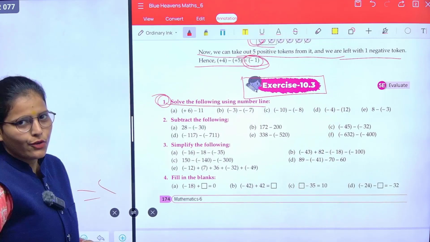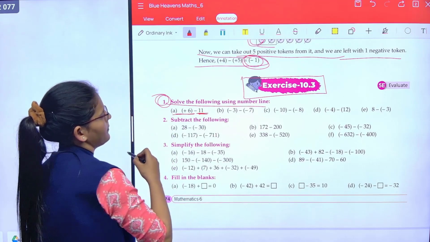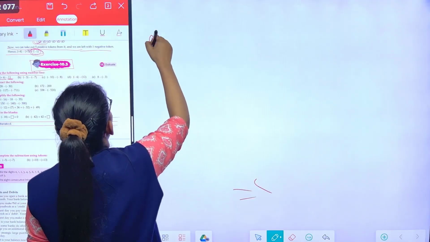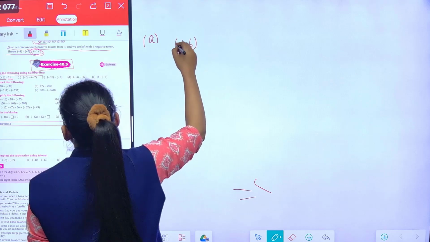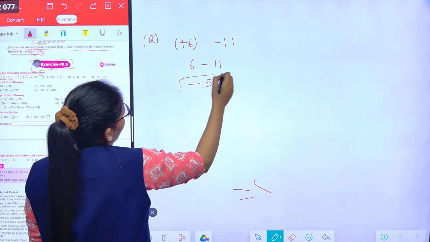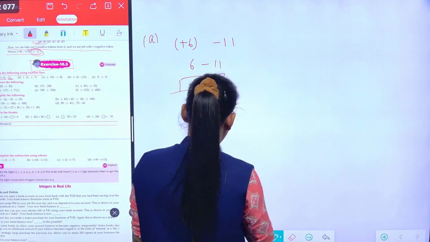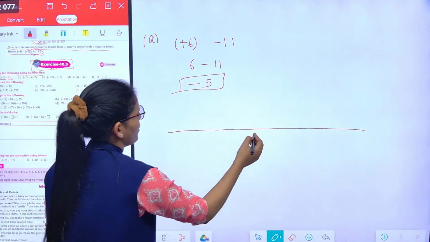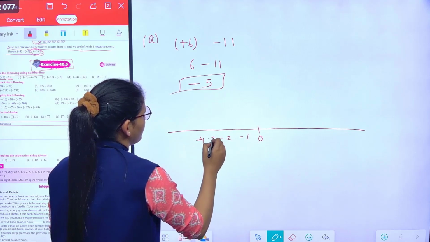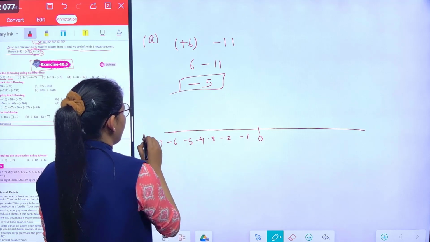Exercise 10.3. Question number 1. Solve the following using number line: plus 6 plus minus 11. Now class, we will draw a number line. Now class, पहले आप इसको ऐसे देखिए, plus 6 minus 11. So class, 6 minus 11, that is minus 5. Understand? Now class, we will draw a number line. Now class, 0, 1, 2, 4, 5, 6, 7 and 8.